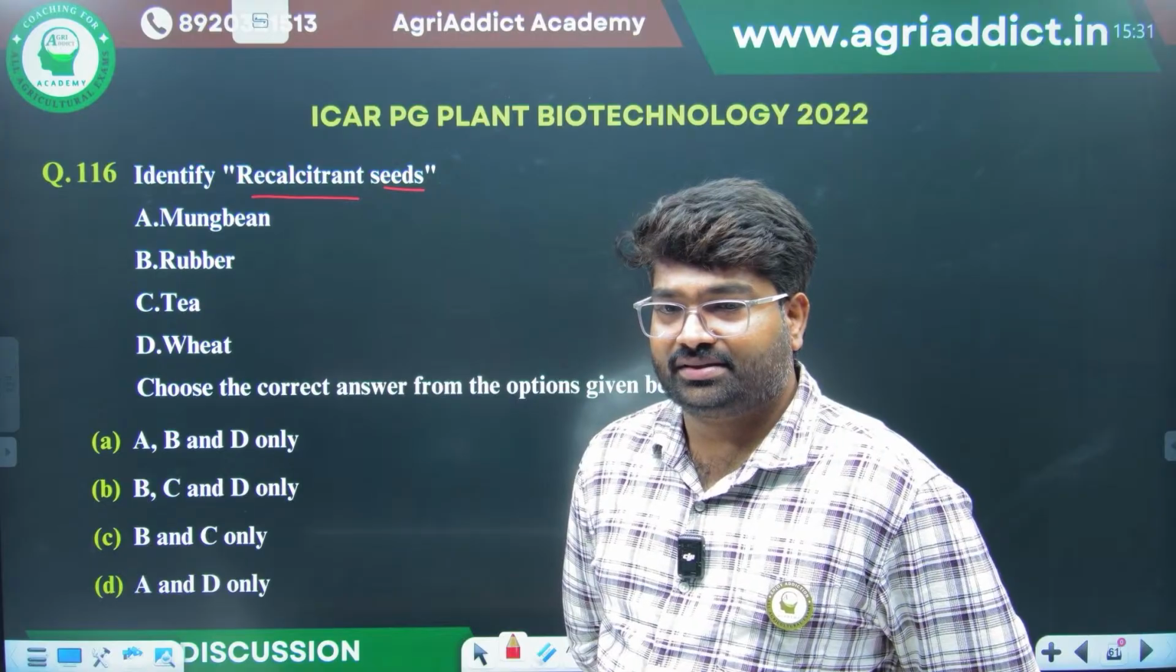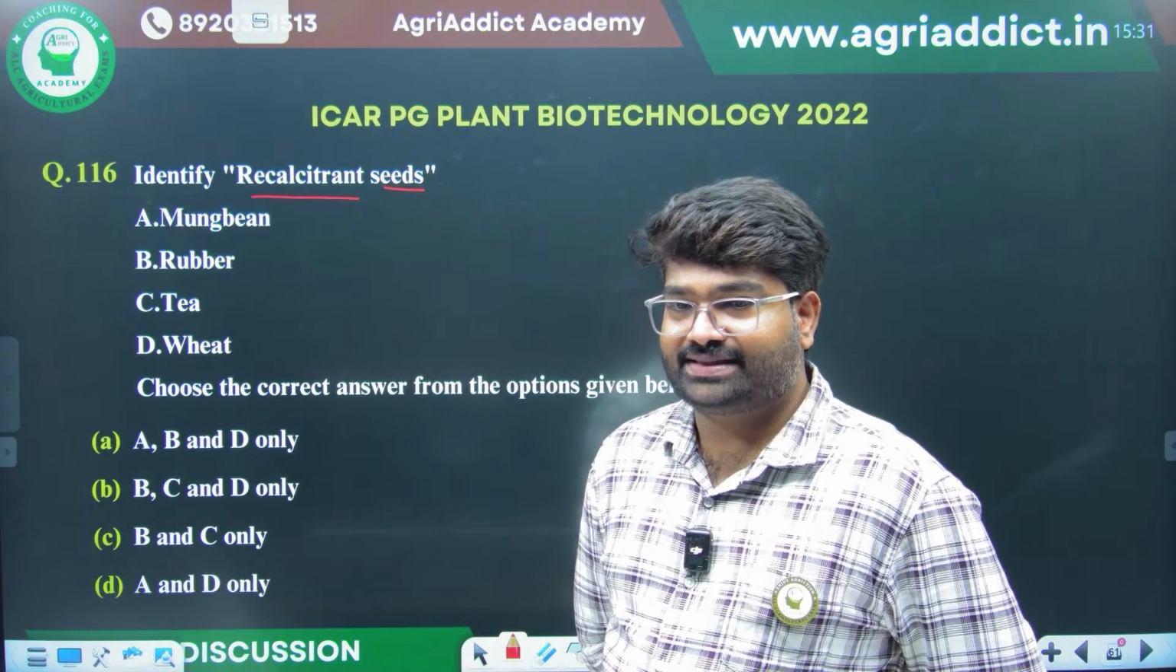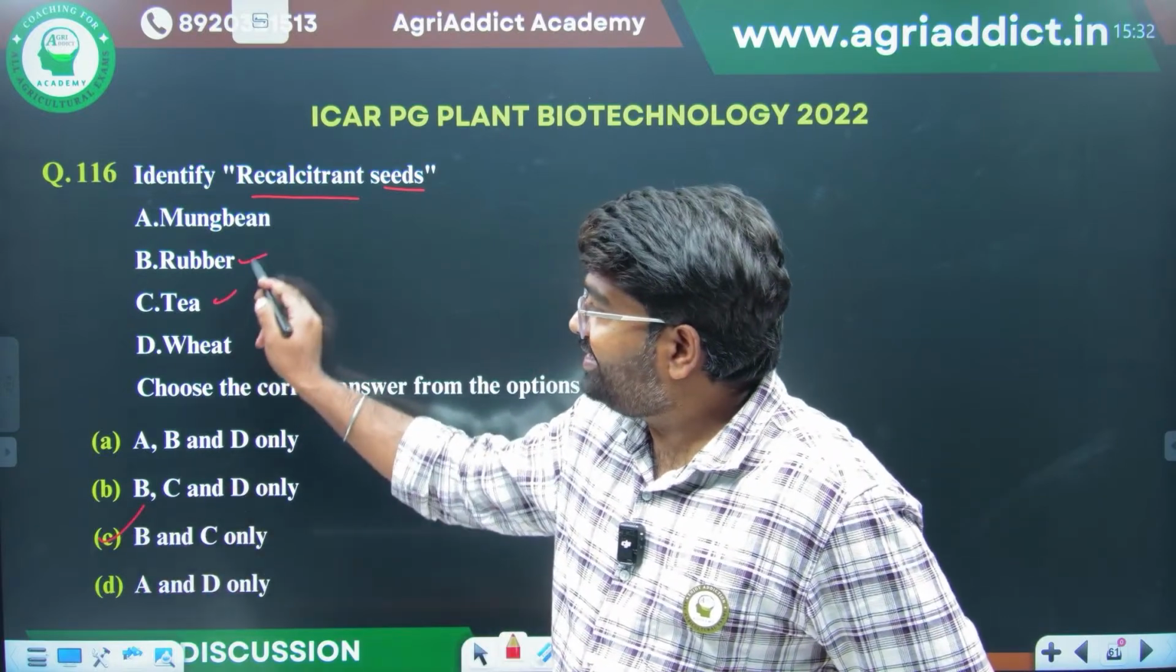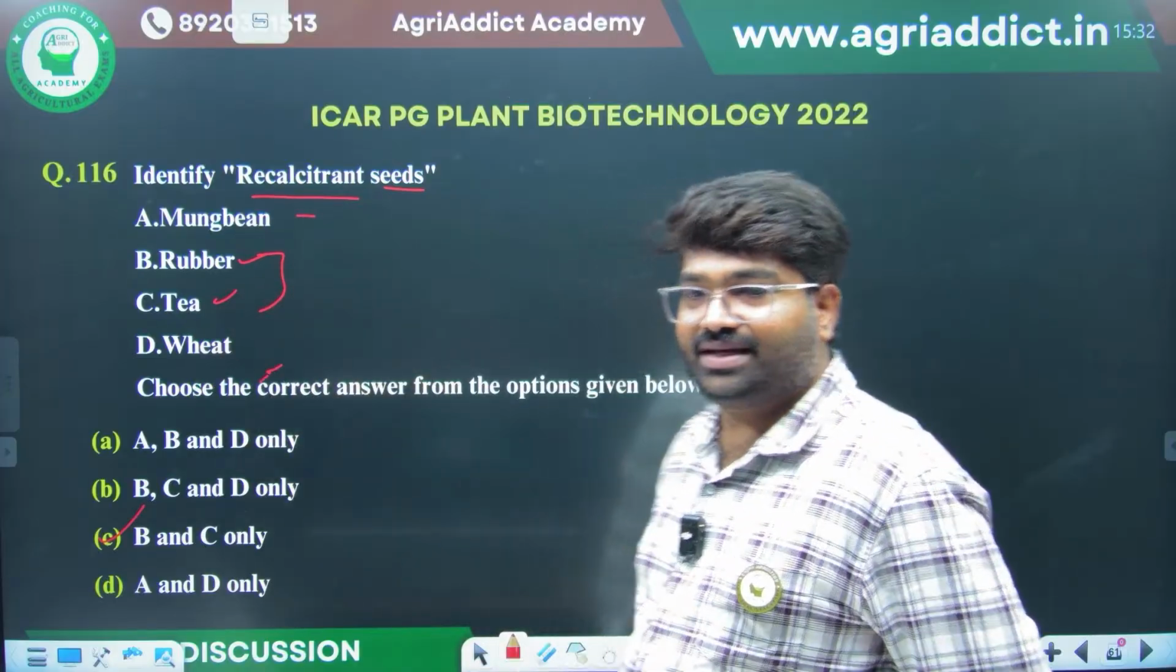Recalcitrant seed example, orthodox seed example. What will be the typical example for recalcitrant? Rubber and tea are recalcitrant. Mung bean and wheat are orthodox. Okay, this is a very simple question.